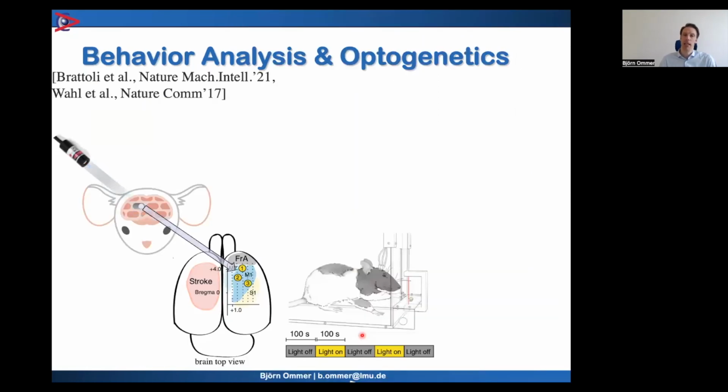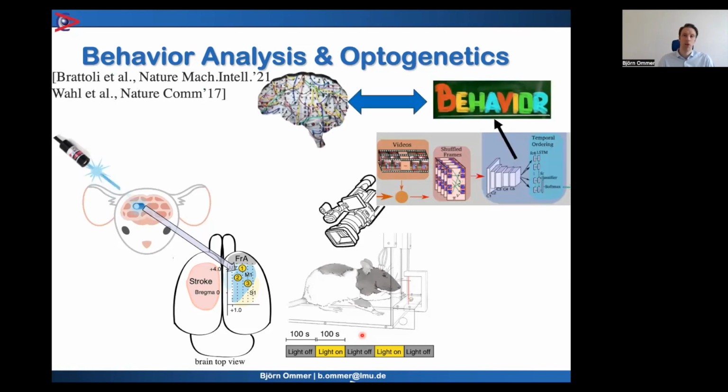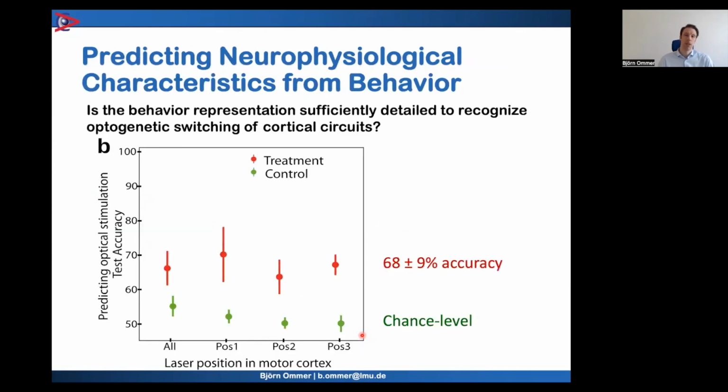As a last experiment, let's see whether there are correlations between particular behavior and changes thereof with individual cortical areas being active or inactive. That is, we optogenetically switch individual circuits in the brain and automatically measure the deviations that result in behavior. So is there particular behavior triggered by individual circuits being on or off? Let's see. So is the behavior representation essentially sufficiently detailed to recognize optogenetic switching of cortical circuits?